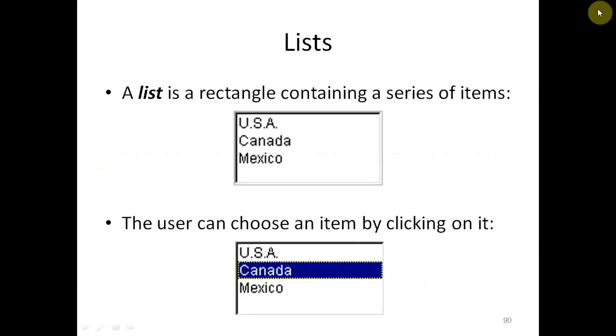This is again the list box. A list is a rectangle containing a series of items. We have three items here, so we can select. Initially it will display like that. In case of a list box, it will display all the items, and when we click on a particular item, suppose we have clicked this item, it will be highlighted.